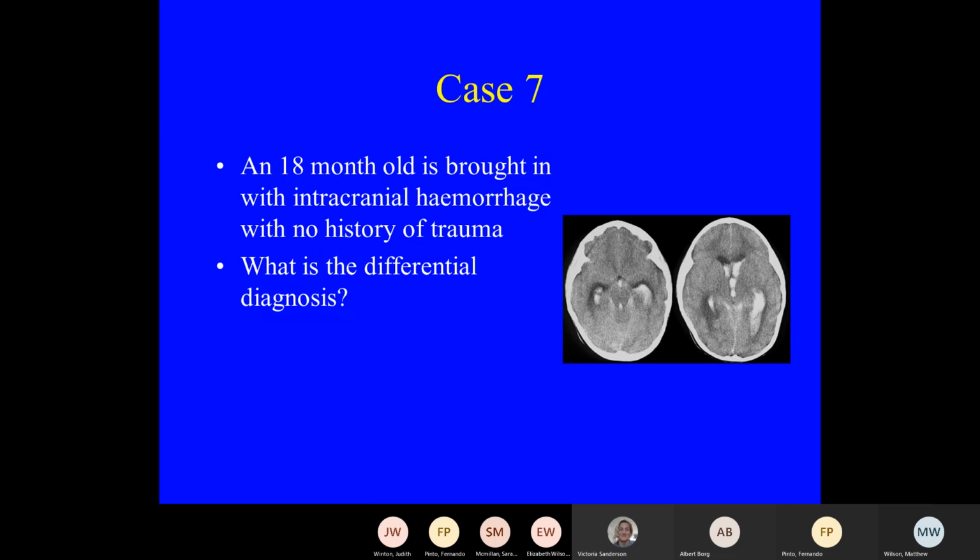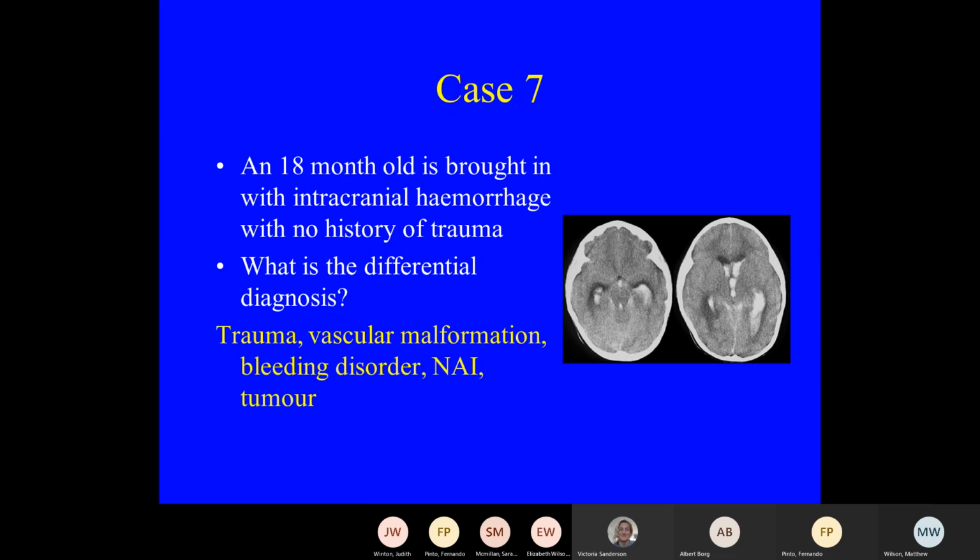Obviously, you want to make sure that there's no trauma. Next. So bleeding disorder obviously needs to be a differential diagnosis. NAI, tumor. Next.